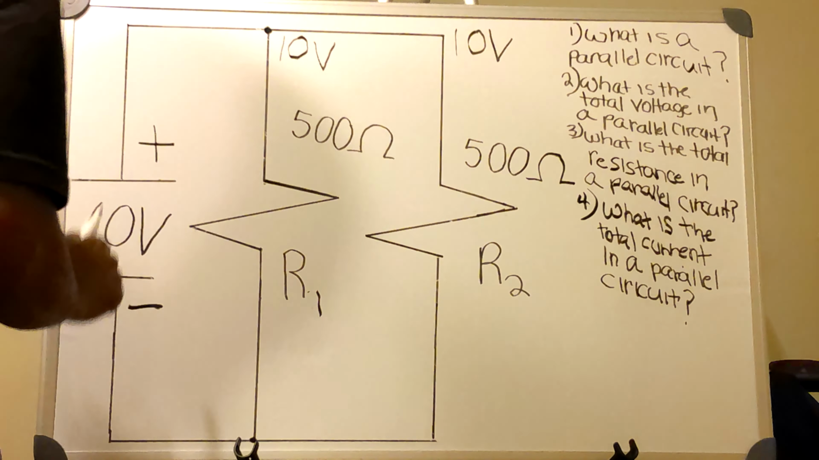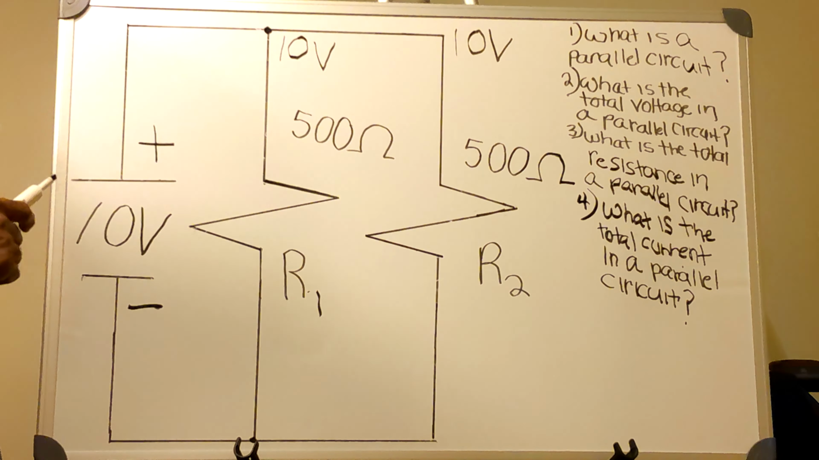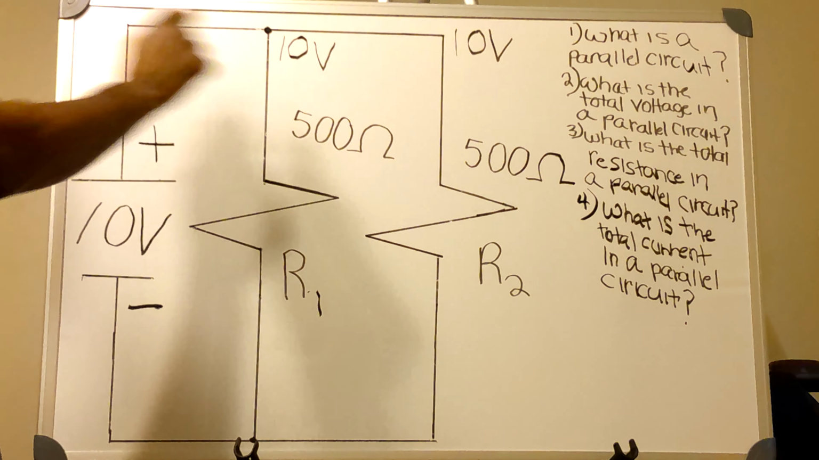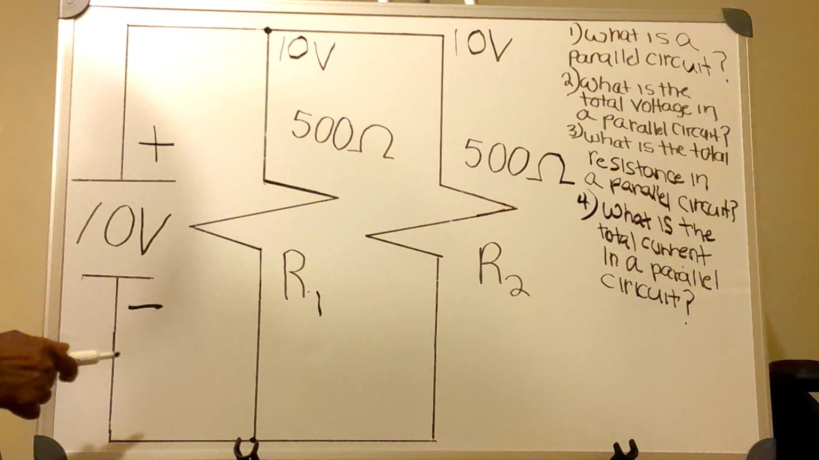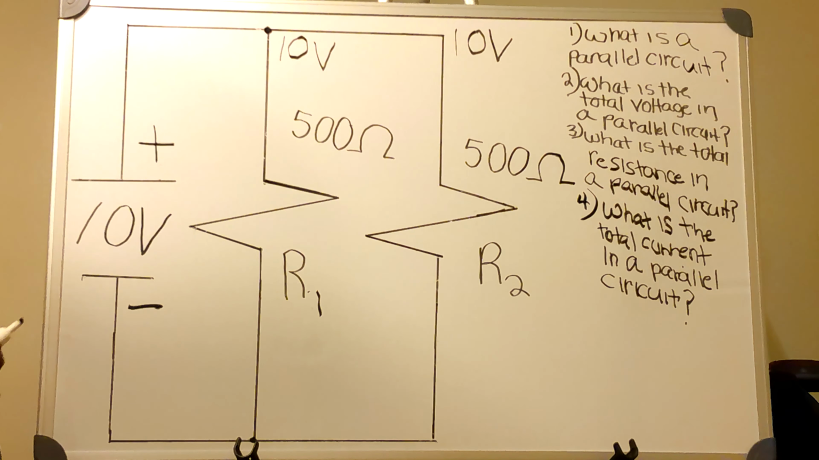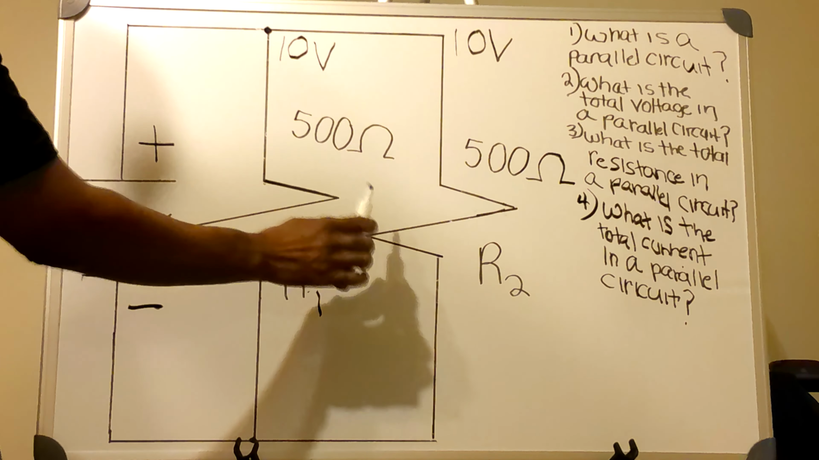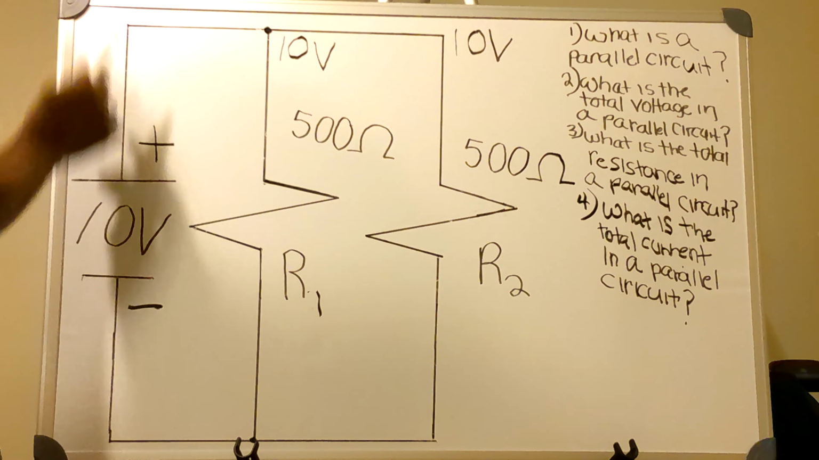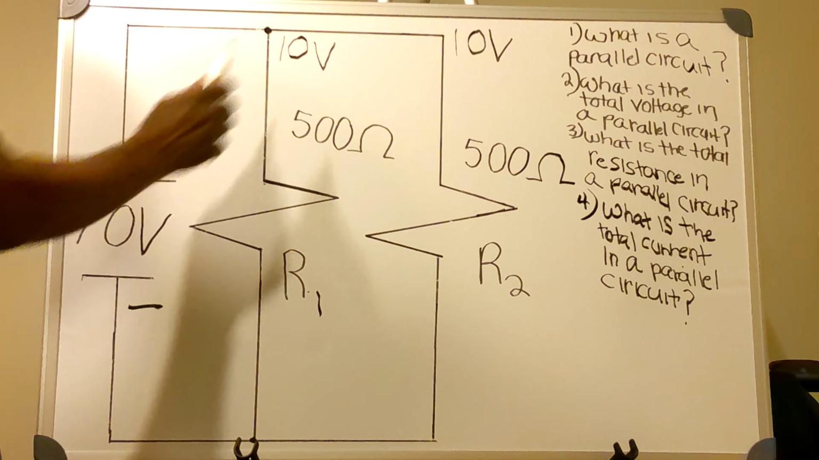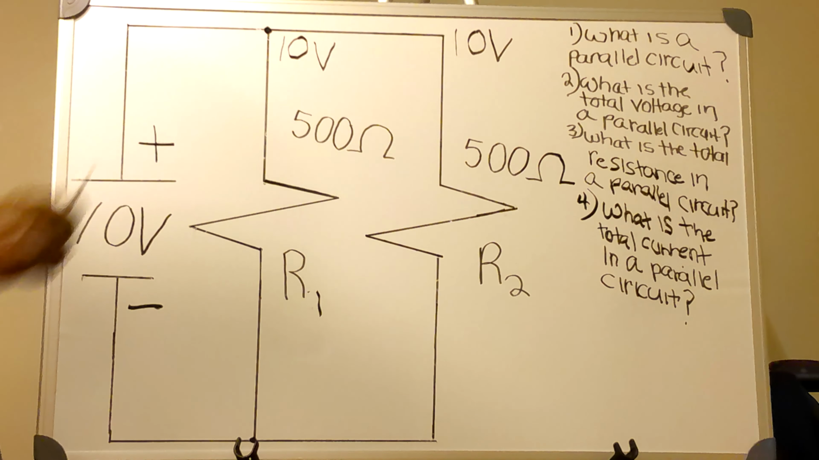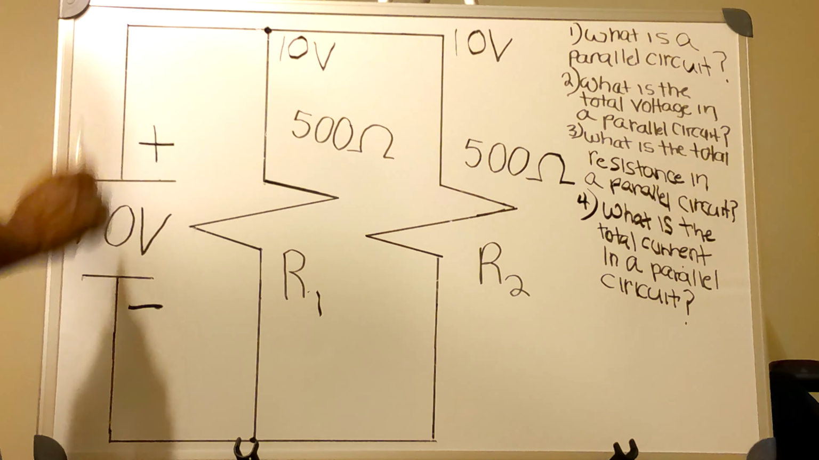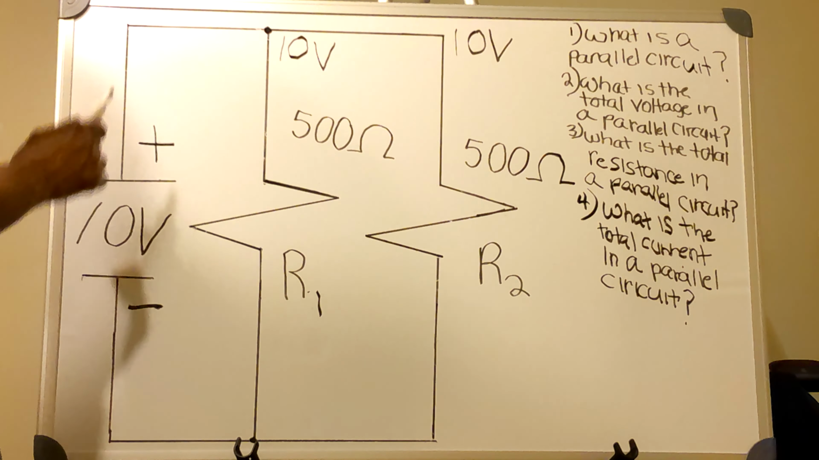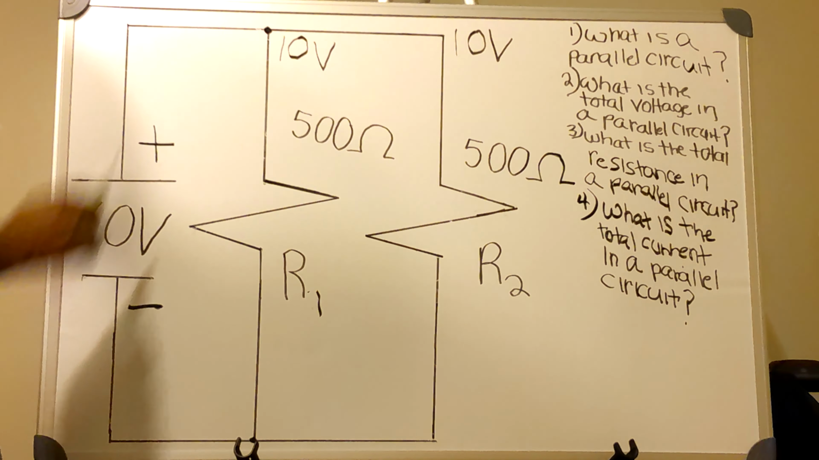Number 2, what is the total voltage in a parallel circuit? In this circuit, you see here where you have your 10-volt source, and both of these resistors that are connected directly across the volt source share the same 10 volts. Therefore, the total voltage in this parallel circuit is the source voltage, which is also 10 volts.